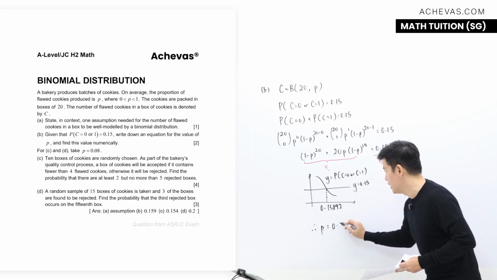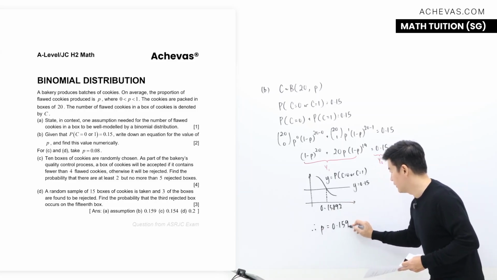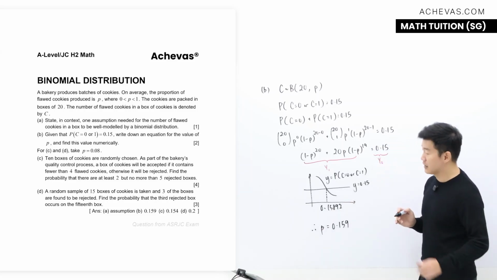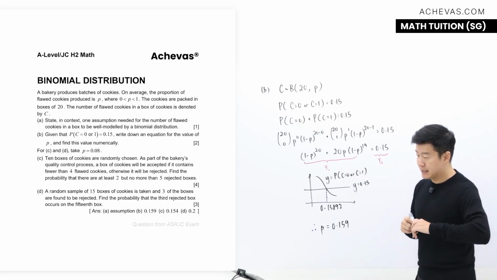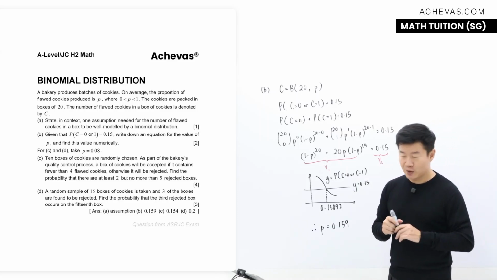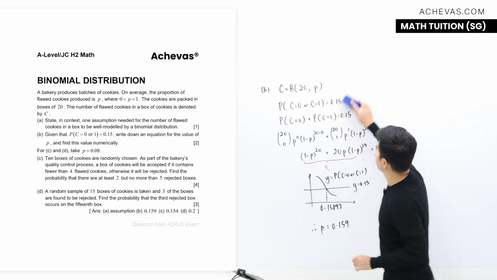P is going to be equal to 0.159 to 3 significant figures. And this is for part B. Let's move on. Let's take a look at part C.